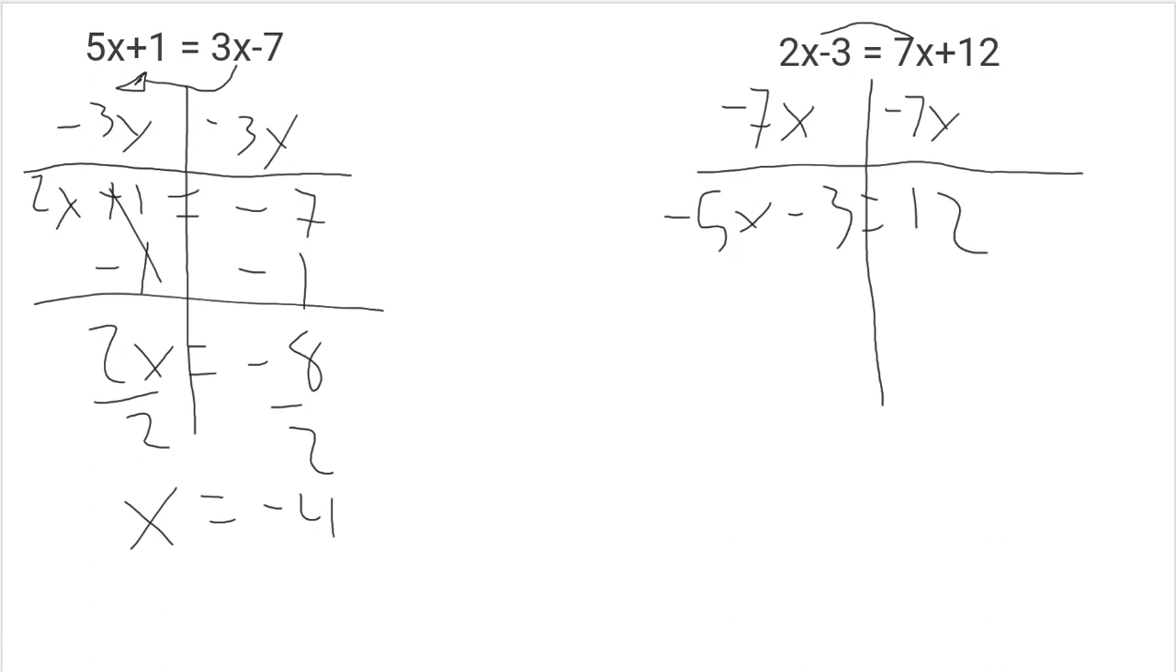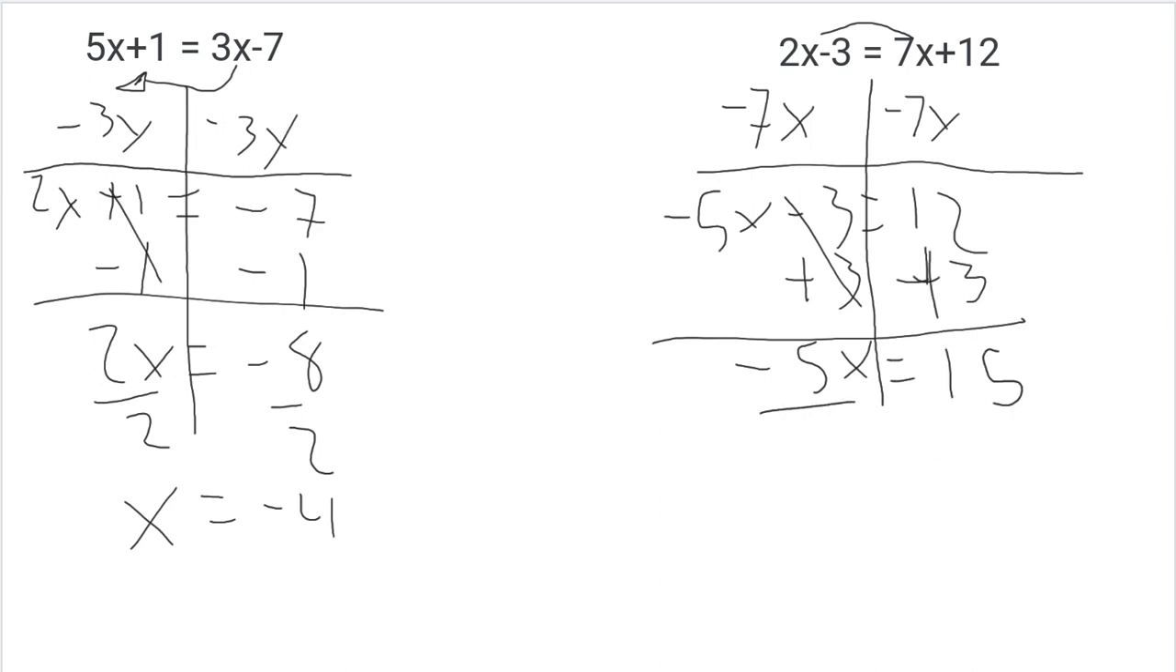Negative 3, the opposite would be plus 3. I'm left with negative 5x, because this cancels, is equal to 12 plus 3, or 15. Divide both sides by negative 5. x is equal to negative 3.